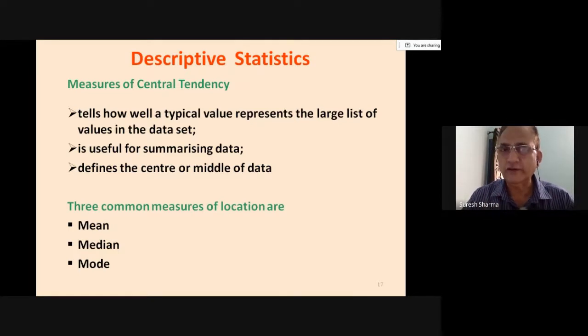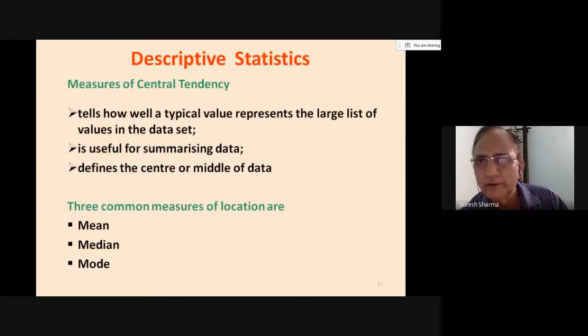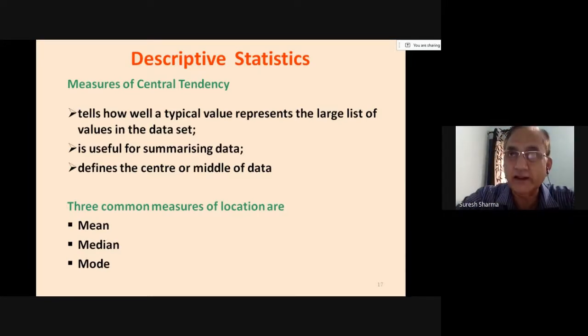Now, for example, the first measure of central tendency, which gives you an idea about the central part, is mean. Now, how do we compute mean? I'll not give you any formula. Mean means you add all the observations, divide by the number of observations, you will get mean. Anybody can do it, right? But there are certain problems with mean.